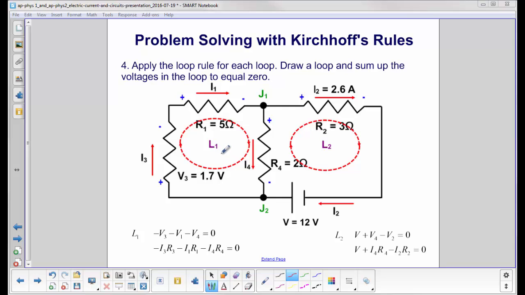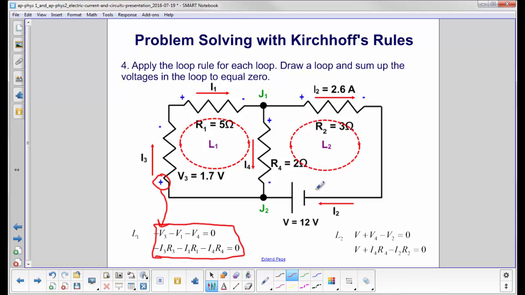So let's look at loop 1. What do we have? Well, there's no battery in loop 1, so let's start here. We're going clockwise, so as we enter this resistor, we're entering at the positive end, okay? So that means we have a negative voltage, so you can see the negative V3. We come up here, same thing with resistor 1, entering the positive, so it's a negative V1. Come down to I4, entering the positive side of the resistor, negative V4. We then put in Ohm's law, and we have our equation for loop 1.